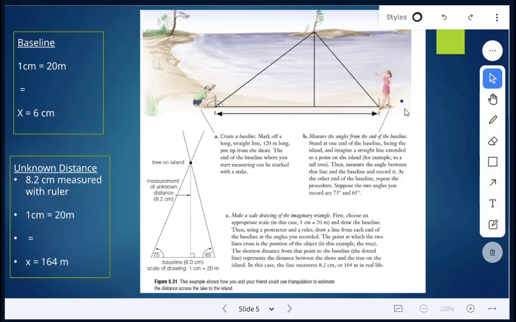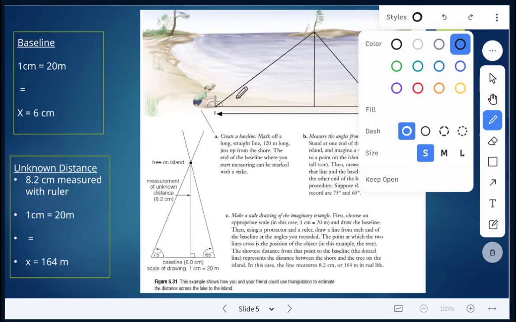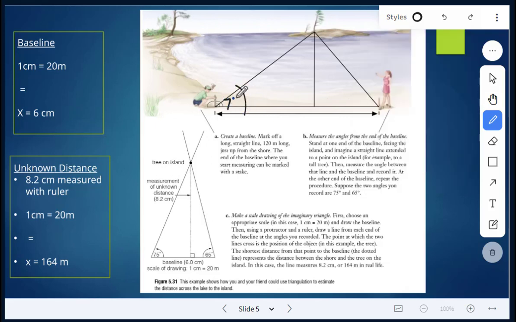So you're going to measure those two angles. You can use devices like an inclinometer or a protractor. And so let's say the angles measured, which are shown here, are 75 and 65. So I'll just add that on here. Okay. So those are just measured using an inclinometer or protractor. So 75 and 65 degrees. And this baseline was measured to be 120 meters long.